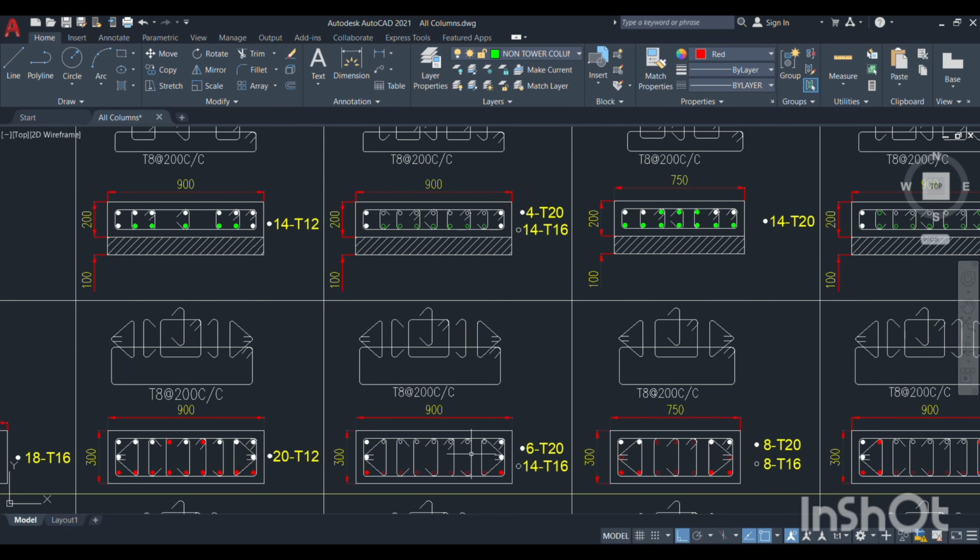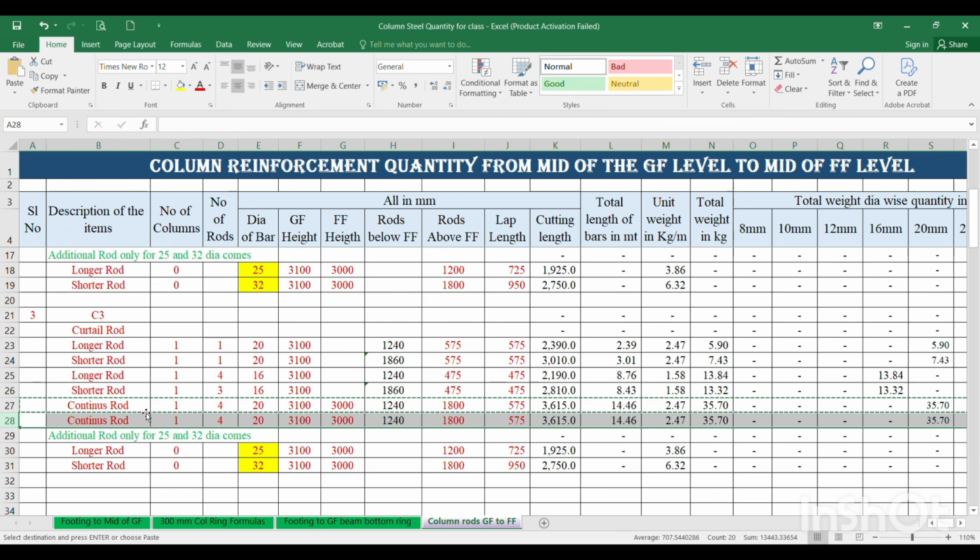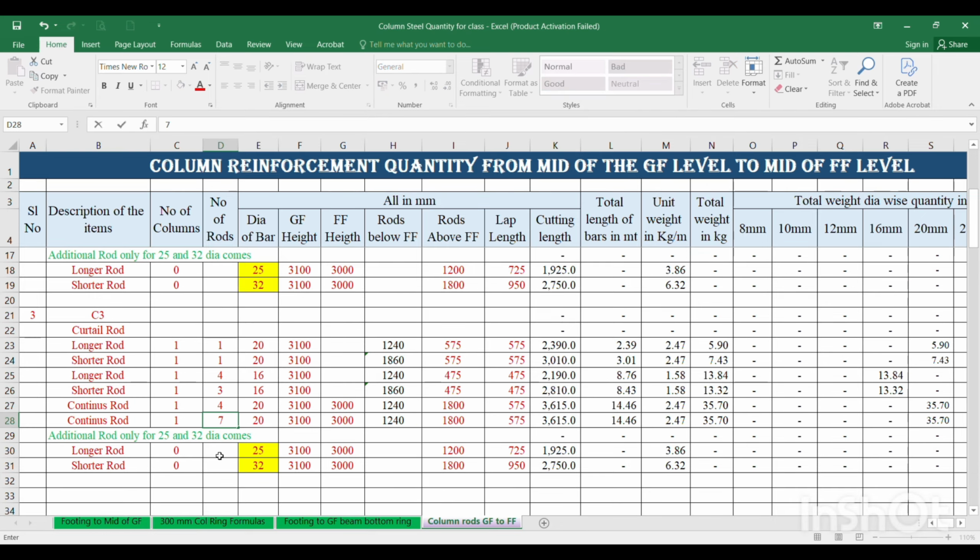Next again we are having a few more rods of 16 dia. How many? 1 2 3 4 5 6 7. 7 number of 16 dia also is going continuously in the next level. So for that what you have to do, the same continuous line for the 20 mm you copy and paste immediately below that 20 mm dia, and change. This is the 7 rods of 16 mm dia going up.